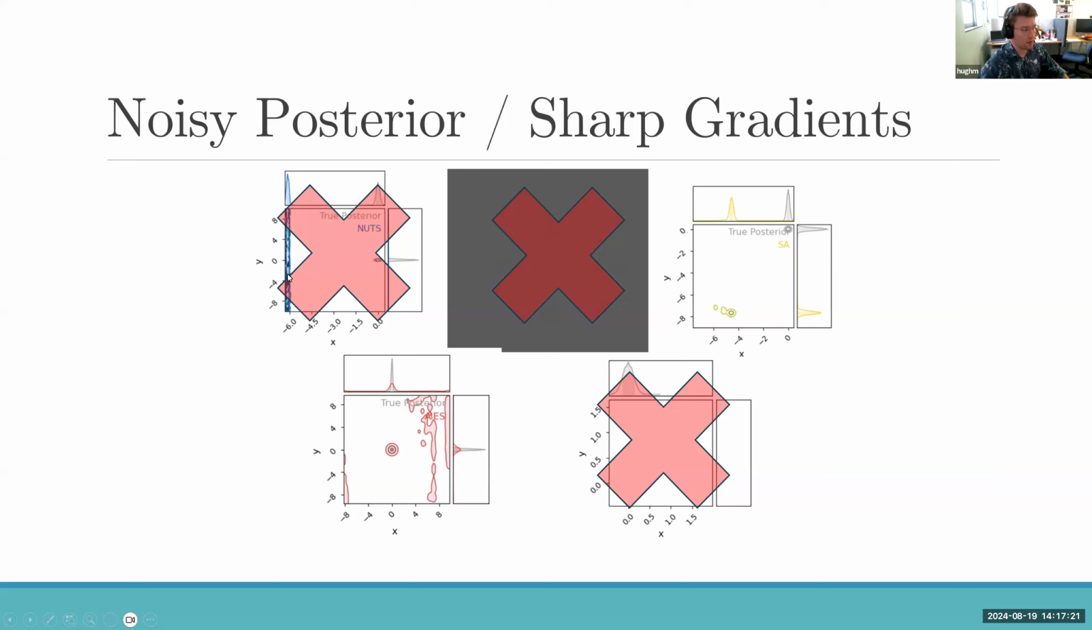And I should stress, this is not a contrived example that I've made up just to break this thing. This is actually a problem I had in my research. I had a particular parameter that had these deep valleys in the posterior distribution, and HMC would not move whatsoever.